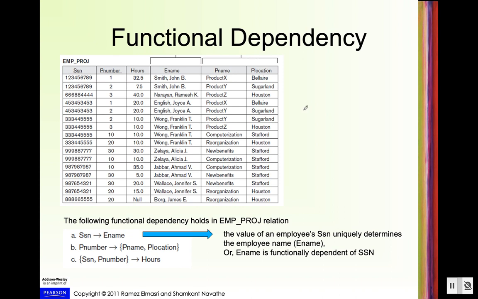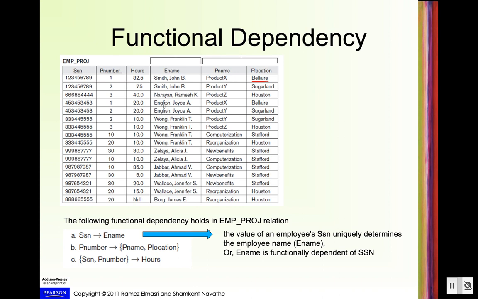So p name is product X Bellery, and for this record p name must be product X and Bellery. And if this is not the same, meaning p number is the same but p name and p location are different, and this functional dependency exists, that means it's not valid information.